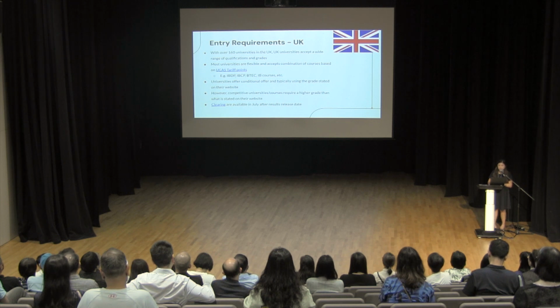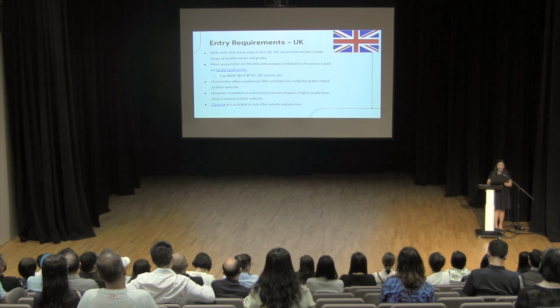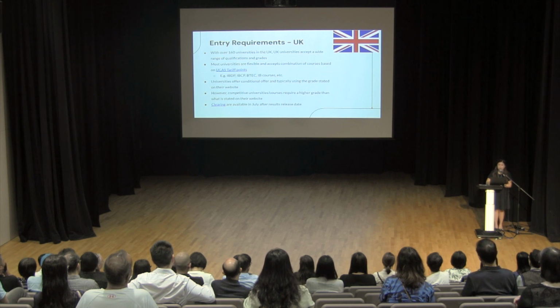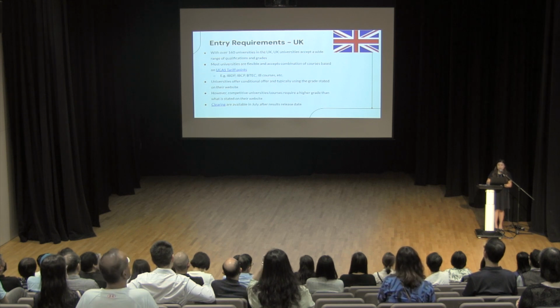When you're doing research, you will see something called the entry requirements, and that's the typical conditional offer. If they say 38 on the website, the conditional offer would typically be 38 for your child when they apply. However, if the university is very competitive, they will require a much higher grade than what is stated on the website. For example, the Oxford and Cambridge entry requirement is 38 to 42, so they still expect you to exceed that grade in order to apply.